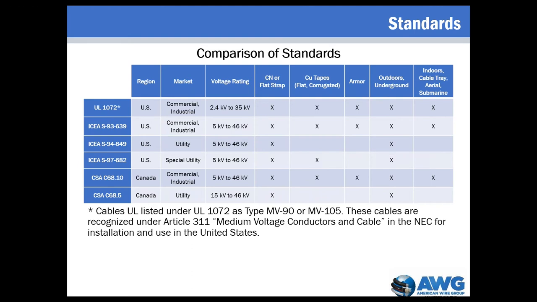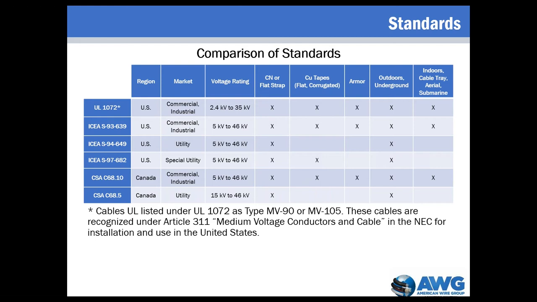A common question is, what standard do I use for the cable that I need? The chart shown here should help provide guidance as to what standard should be used for a particular application. For applications in the United States that fall under the NEC, UL 1072 would apply. This standard recognizes cable constructions for commercial and industrial applications with voltage ratings from 2.4 kV to 35 kV. These cables are UL listed as type MV90 or MV105 and are recognized under Article 311 in the NEC.